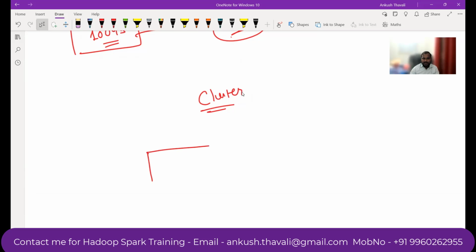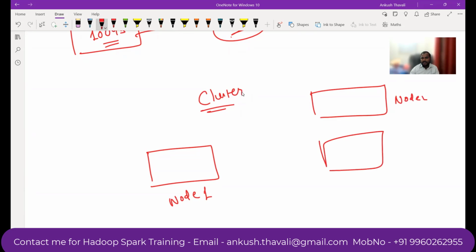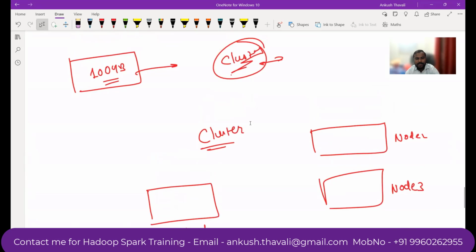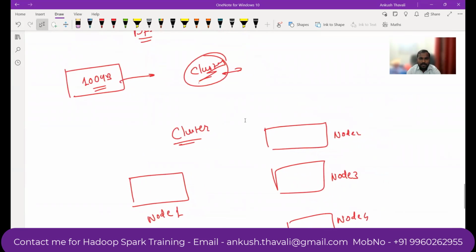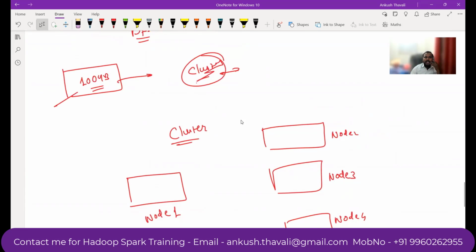Let's say this is my first computer. A computer in the Hadoop world, we call it a node. This is my first node, this is my second node, this is my third node, this is my fourth node. We can have multiple nodes. So when you want to store your 100 GB file, it will not be stored at one location. It will be distributed among multiple nodes.